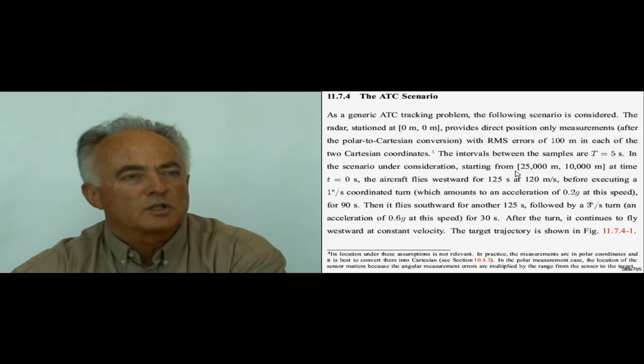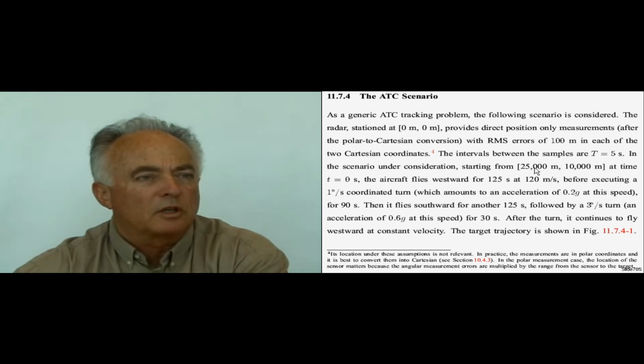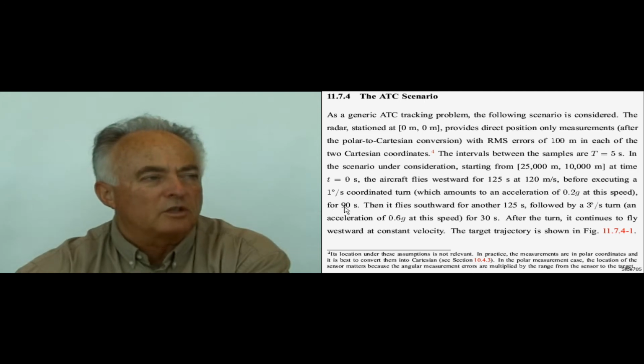The aircraft starts from a distance of 25 km, 10 km at the initial time 0, flies for 125 seconds at 120 meters per second speed, that's about 240 knots, before executing a 1 degree per second coordinated turn. This amounts to about 0.2 g, that's 2 meters per second squared at this speed, for 90 seconds. So it takes like a minute and a half to make a 90-degree turn.